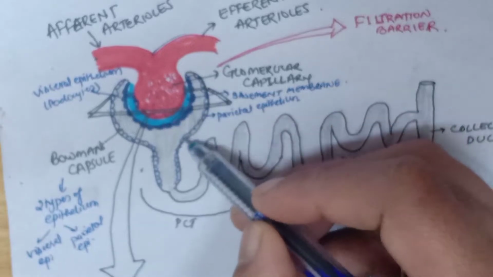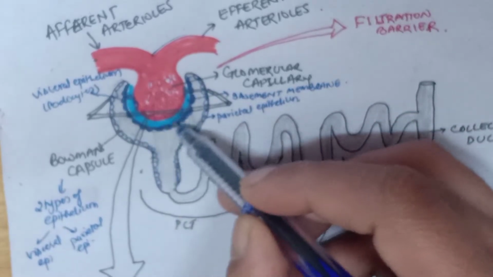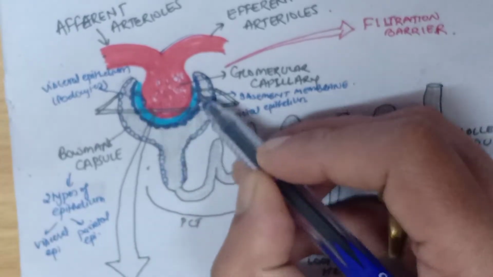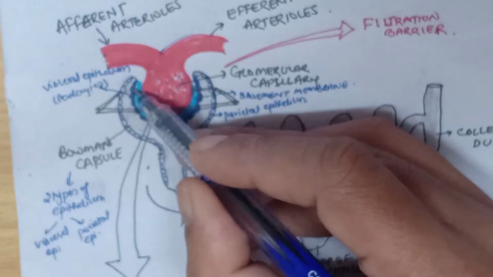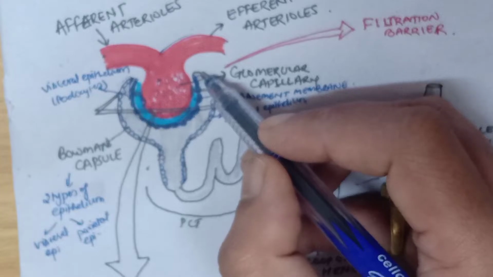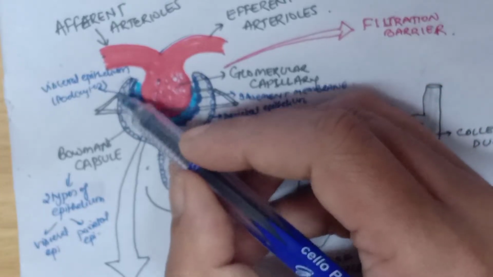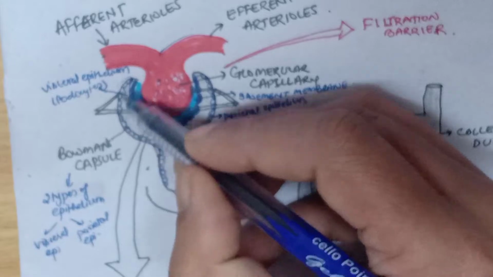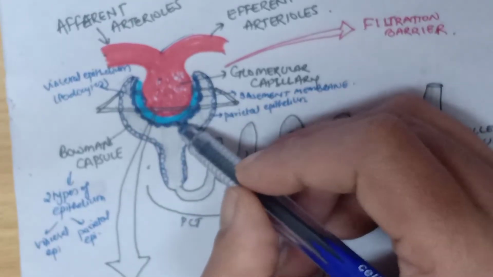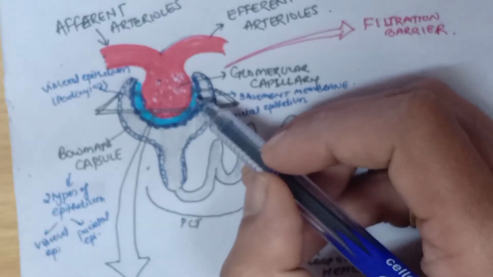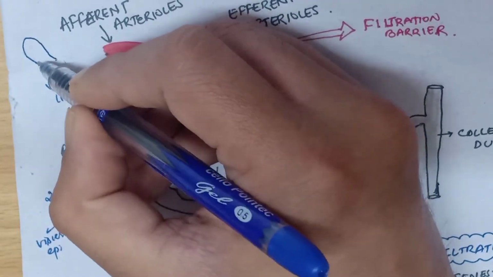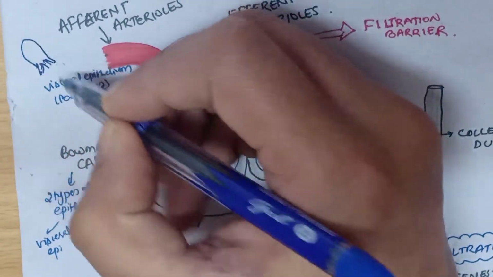So there is an epithelium which surrounds the Bowman's capsule. There are two types. One is the visceral epithelium, which lies in close relation to the glomerulus or the capillary tuft, and the parietal epithelium. Parietal epithelium is the outer one, and the inner one is the visceral epithelium. This visceral epithelium is also known as podocytes. Podocytes are cells which have foot processes.